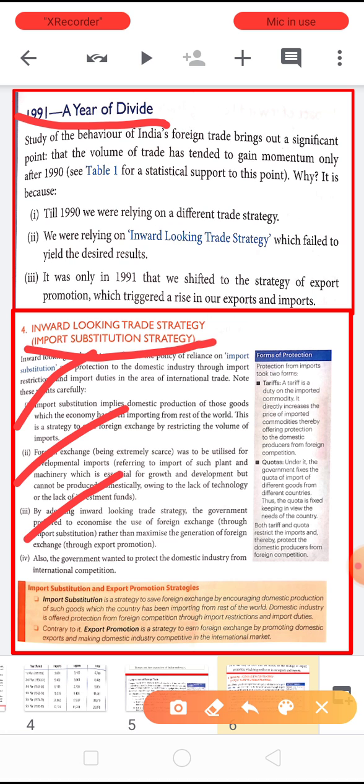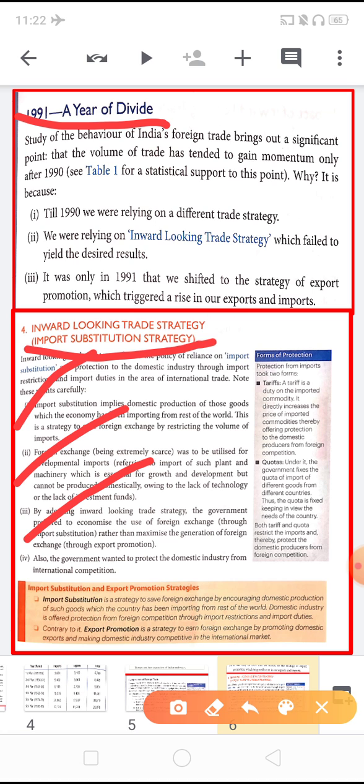Next is children, by adopting this inward looking trade strategy, the government preferred to economize the use of foreign exchange rather than maximize the generation of foreign exchange. I mean, with the adoption of the inward looking trade policy, we save foreign exchange by not importing various goods and services from foreign countries, and we produce those goods and services domestically in our country, and then we export them to foreign countries just to maximize the generation of foreign exchange, or just to increase the foreign currency reserve.